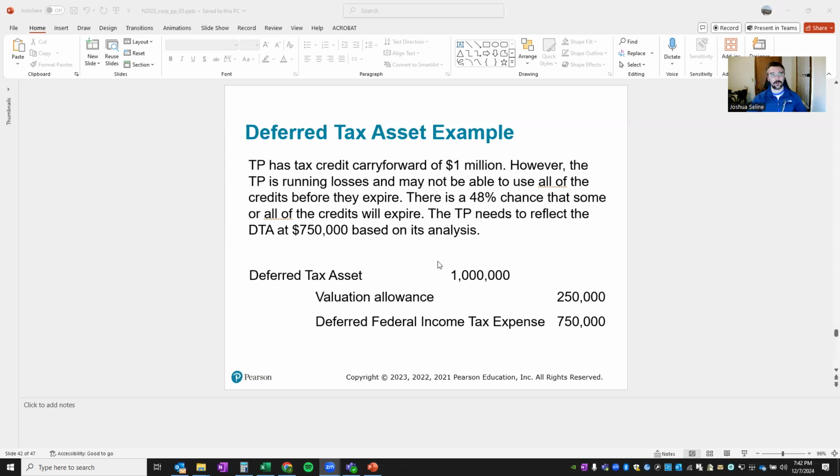So here's our journal entry. We've got a debit to deferred tax asset of $1 million. That's our credit carry forward. We've got our valuation allowance of $250,000, and then our actual deferred federal income tax expense of $750,000.